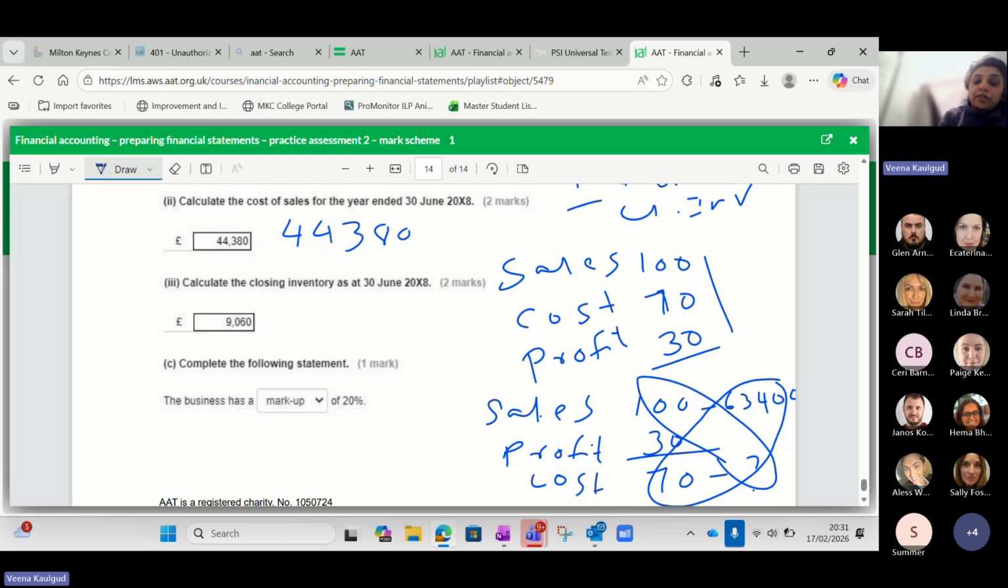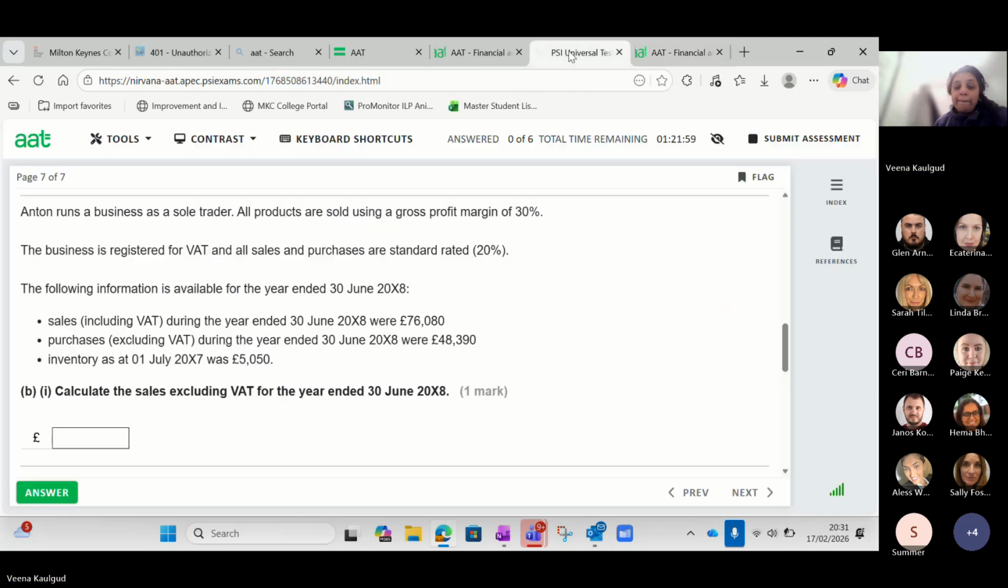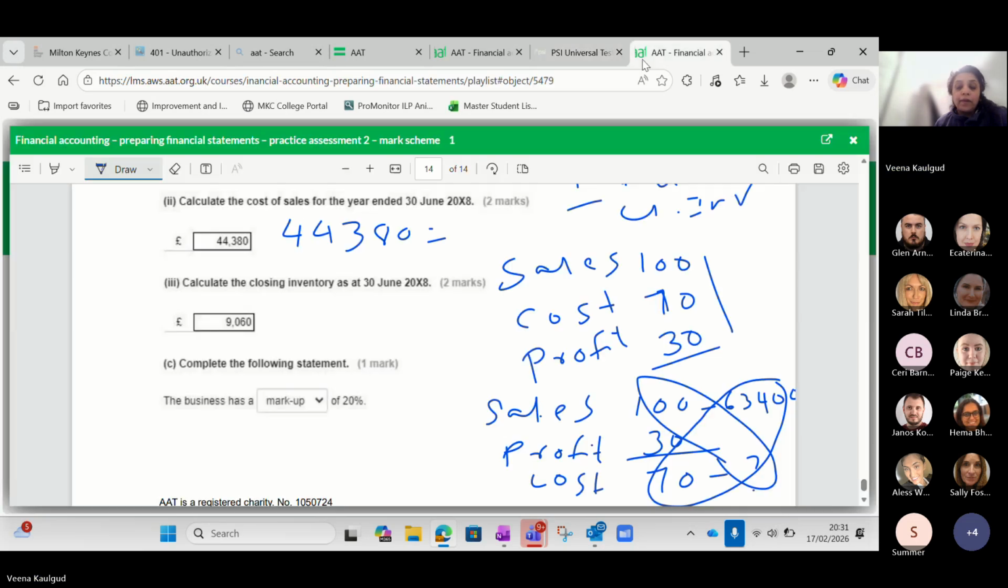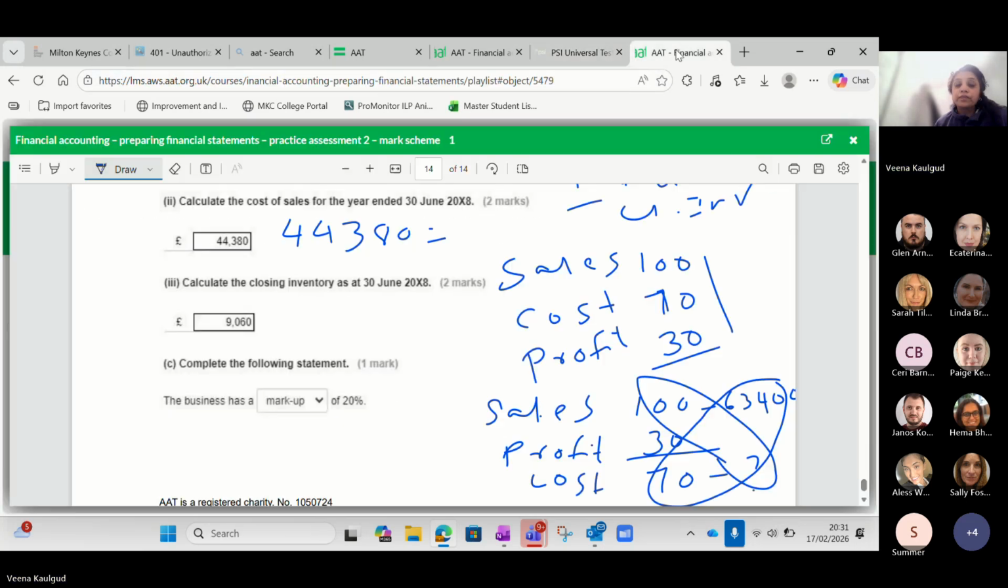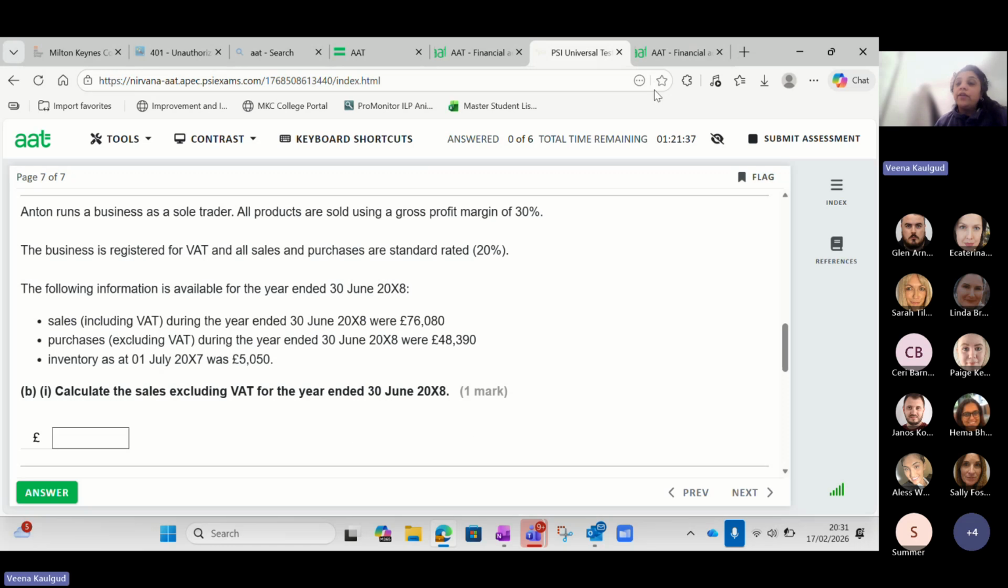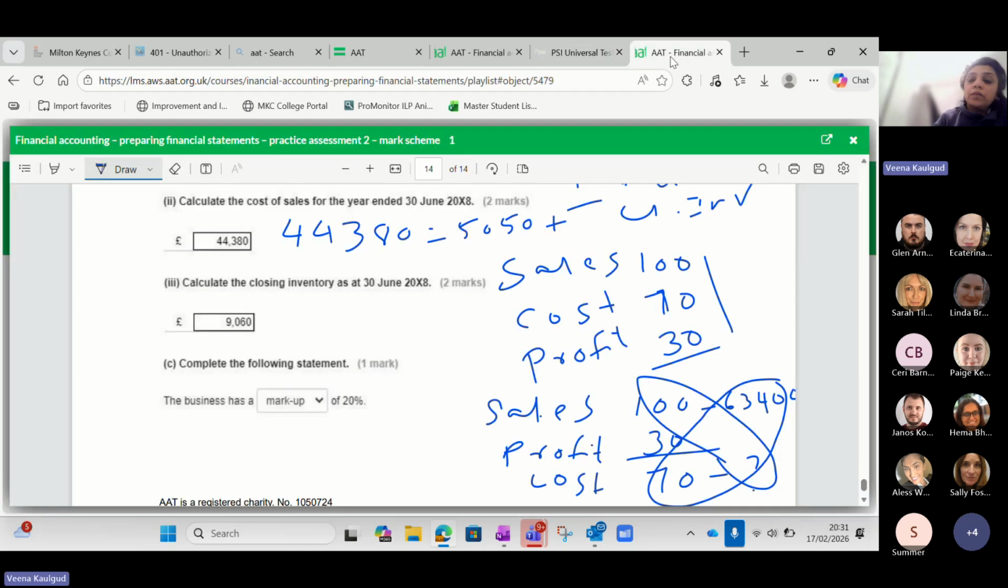44,380 is the cost of sales, equal to purchases, which was 48,390. What was opening inventory? Opening inventory was 5,050. So 5,050 plus purchases, which is 48,390, minus closing inventory.